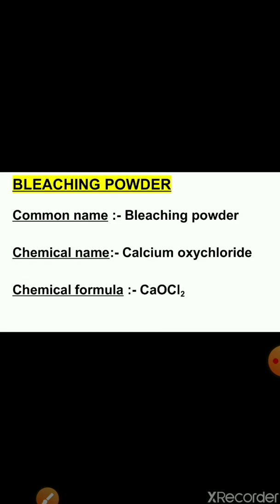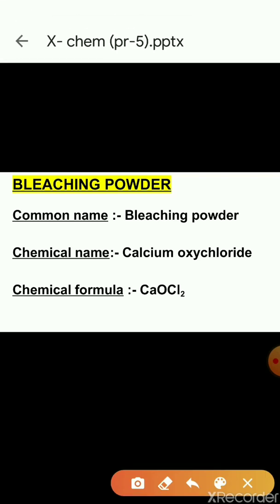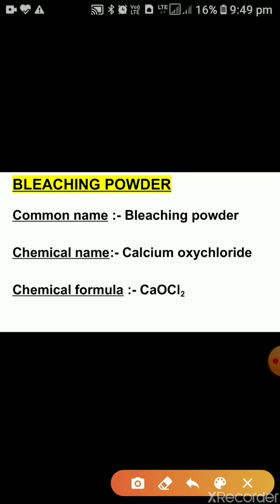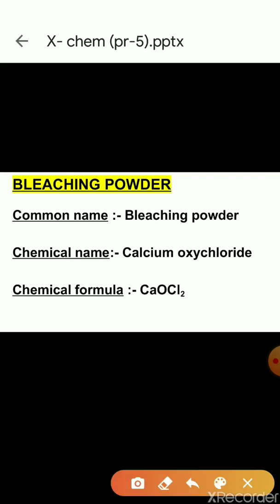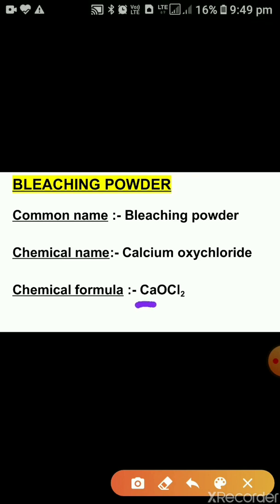The next chemical compound is bleaching powder. The common name is bleaching powder and the chemical name is calcium oxychloride. The chemical formula of bleaching powder is CaOCl2. Ca means calcium, O means oxy, and Cl2 means chloride. So the formula is calcium oxychloride, CaOCl2.